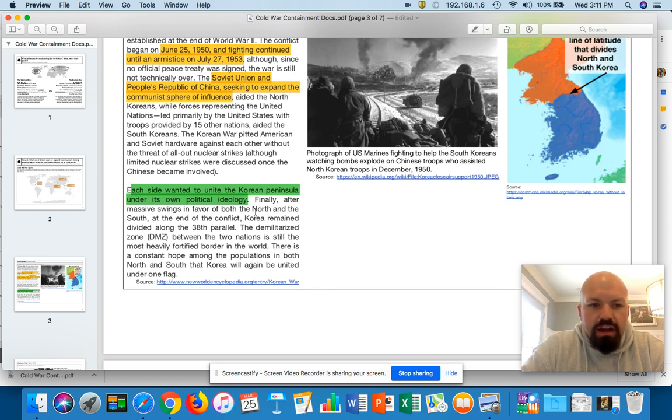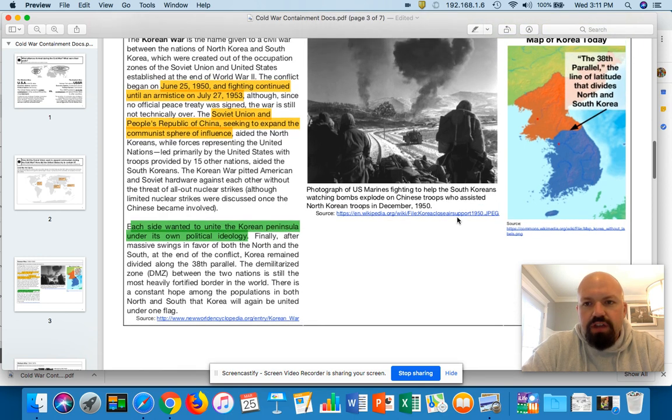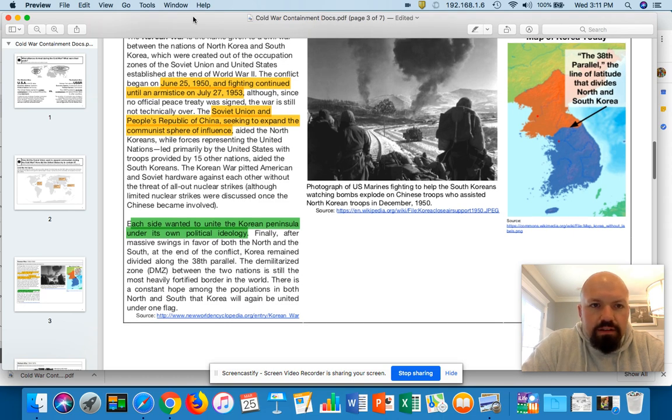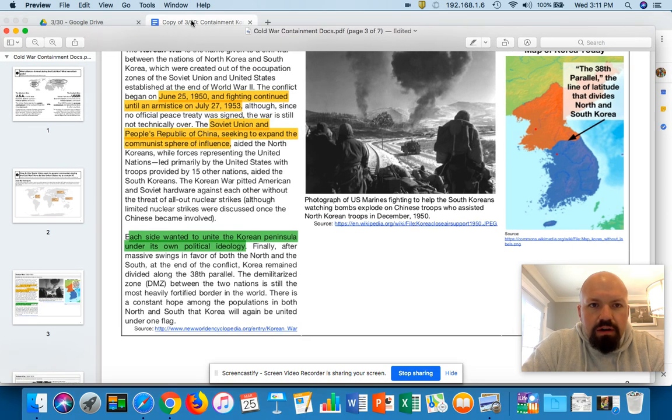There is a constant hope among the populations of both North and South that Korea will again be united under one flag. So it's still a goal of North Korea to unite all of Korea as one country, and it's still a goal of South Korea to unite as one country. Okay, so here is a photo of the US Marines fighting to help South Koreans, watching bombs exploding on Chinese troops who assisted the North Koreans. Right. Okay. Let's look at our work for today.